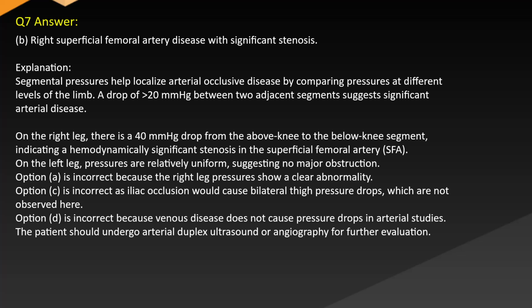Option A is incorrect because the right leg pressures show a clear abnormality. Option C is incorrect as iliac occlusion would cause bilateral thigh pressure drops, which are not observed here. Option D is incorrect because venous disease does not cause pressure drops in arterial studies. The patient should undergo arterial duplex ultrasound or angiography for further evaluation.